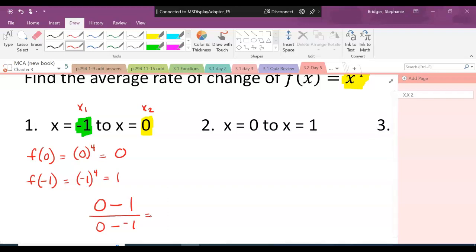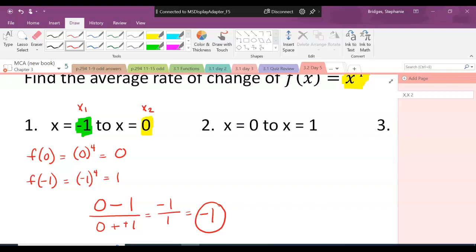So if I do the top, 0 minus 1 is -1. And at the bottom, 0 minus a -1 turns to 0 plus 1, which is 1. And what does -1 over +1 reduce to? Just -1. So my average rate of change for that function between -1 and 0 is -1.